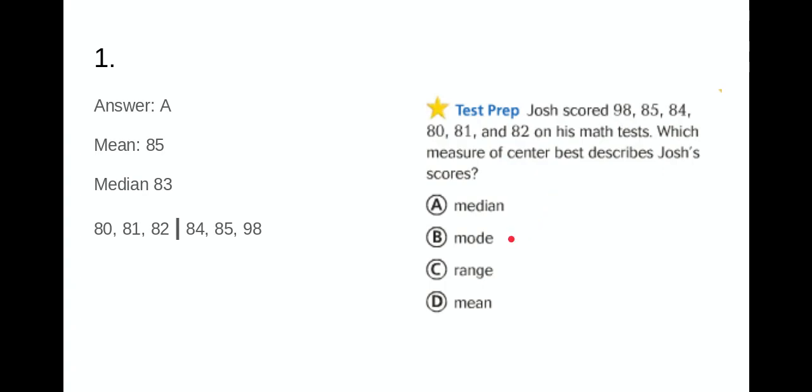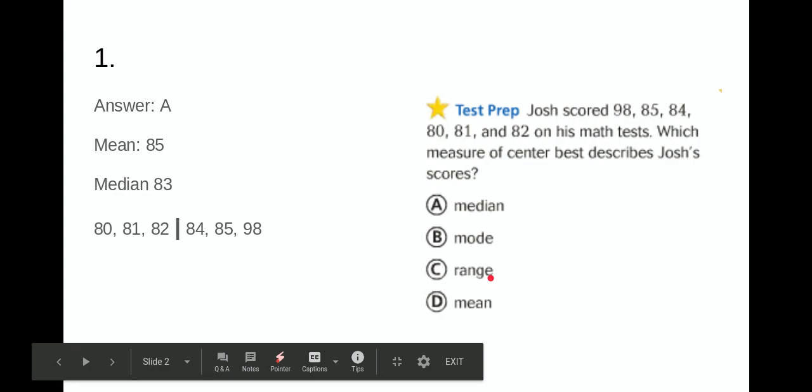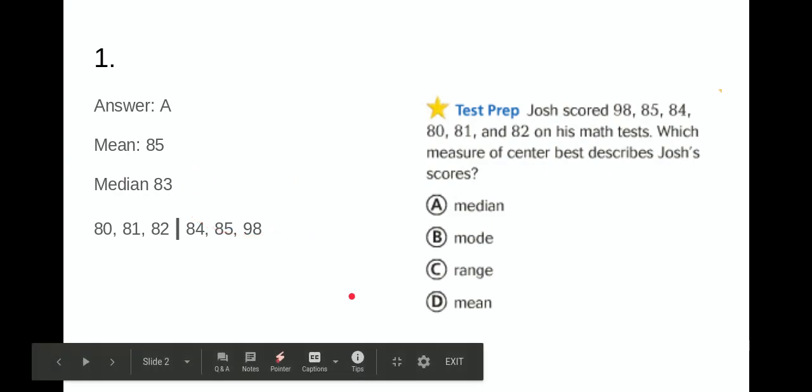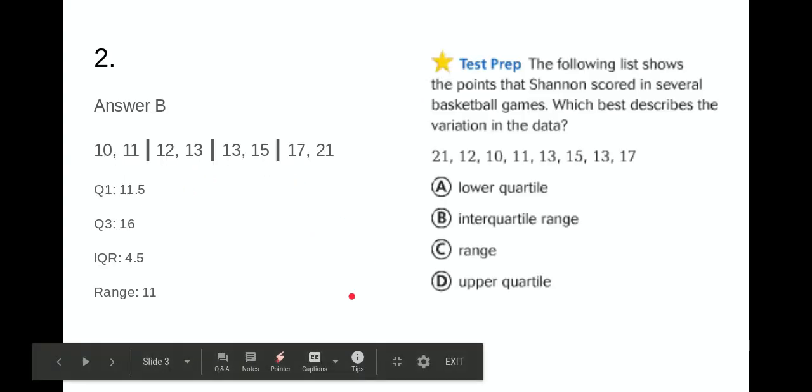There is no mode, so that is a bad answer here. And range is not a measure of center, so I didn't even bother figuring out the range. So it was really just down to median and mean. And like I said, median, you really can't be wrong with median. So you could have got away with really doing no work at all here.